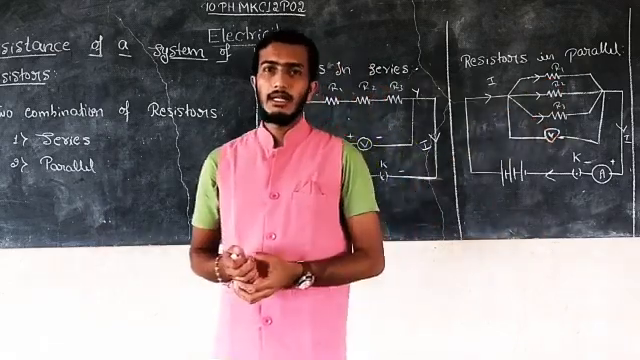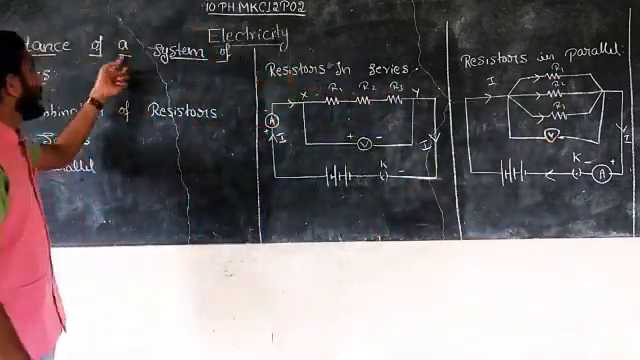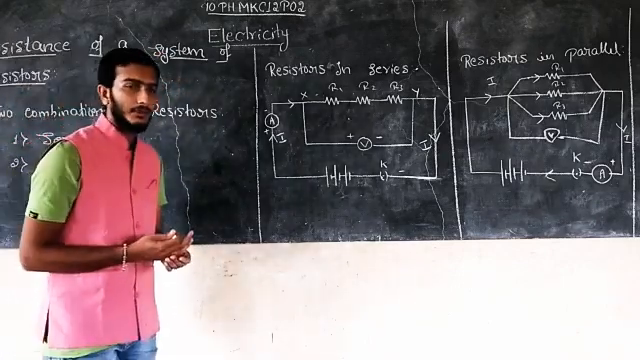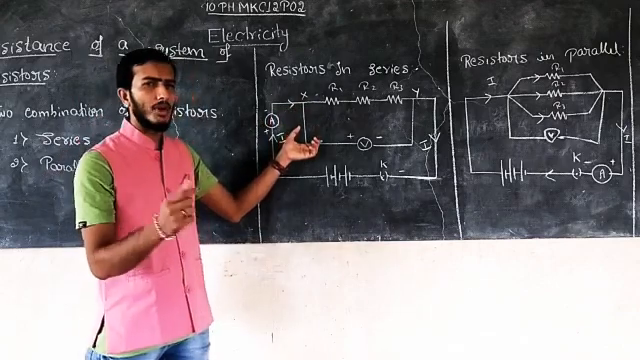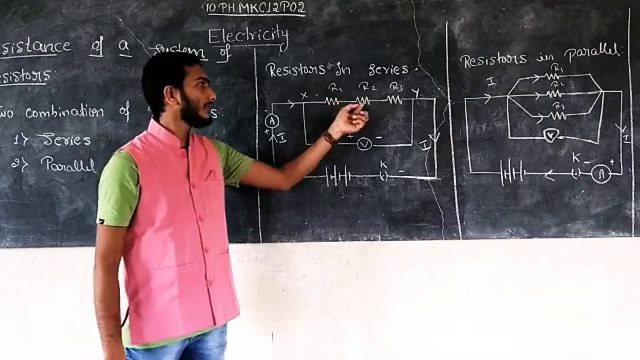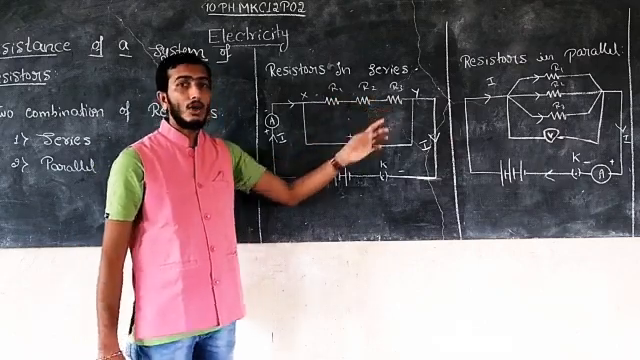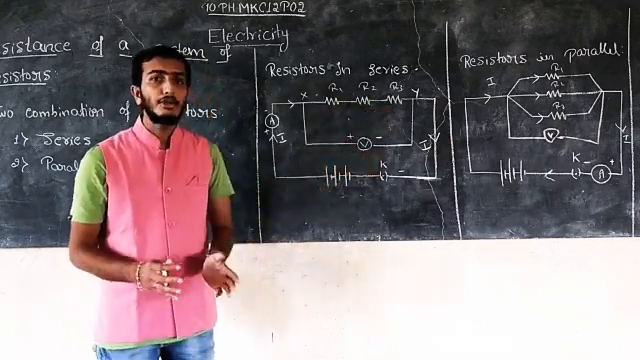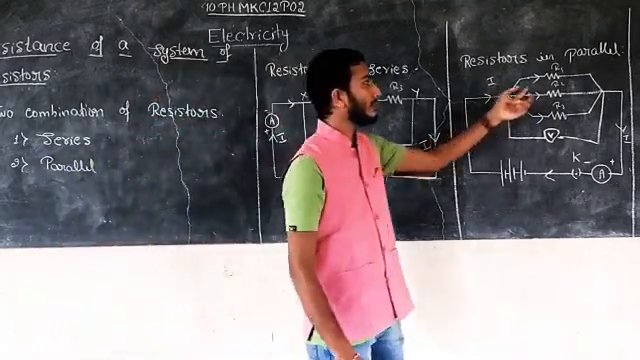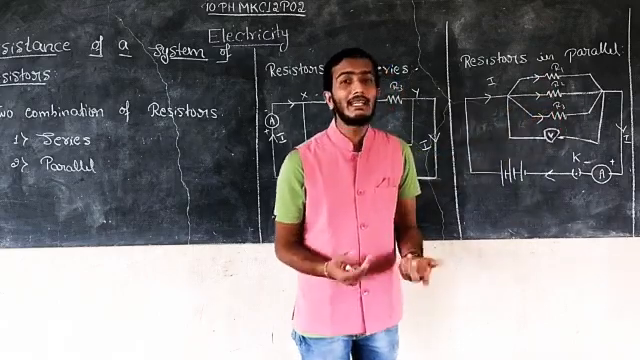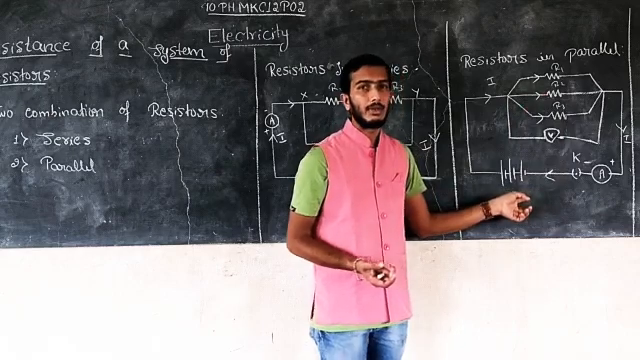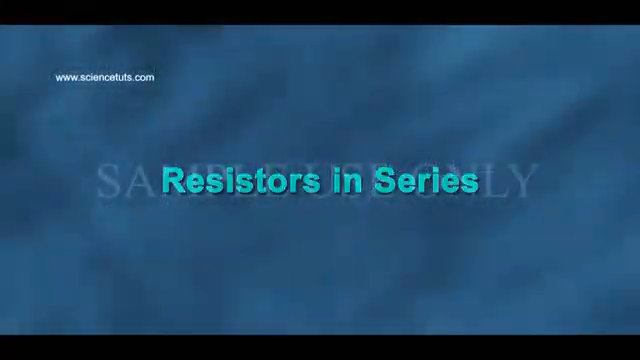So this is an explanation related to the resistance of a system of resistors. Next, we will explain the derivation. One small explanation related to resistors in series: if 3 resistors are connected in series, what is the net resistance, that means the total resistance? We will find the expression for net resistance. If the resistors are connected in parallel, what is the net resistance? So we will first explain resistors in series.